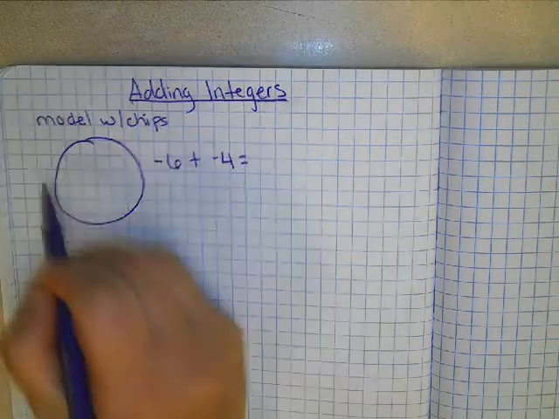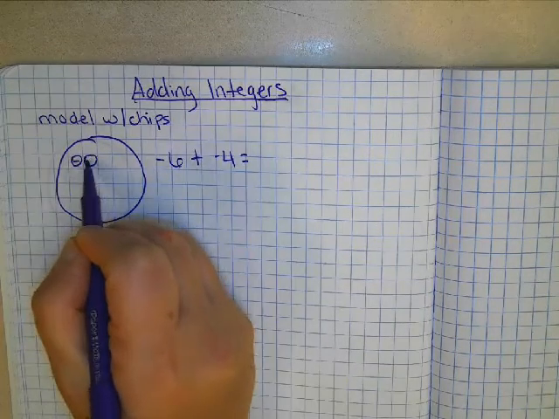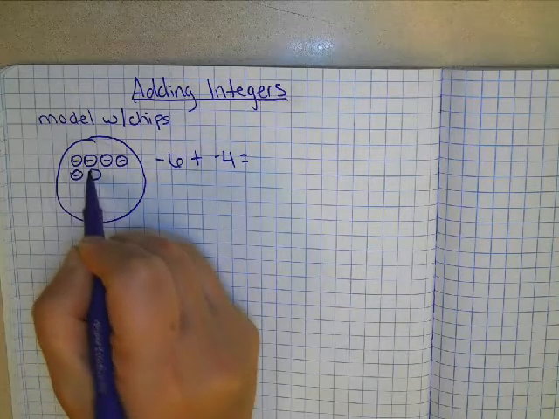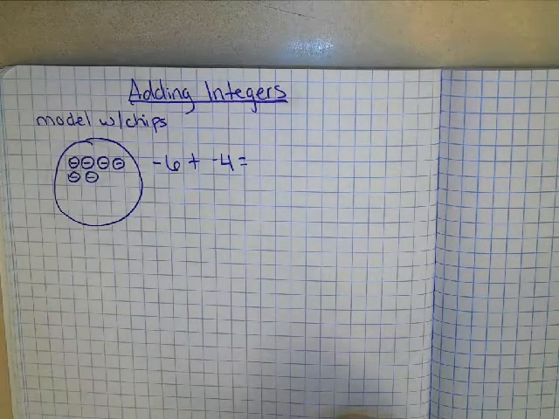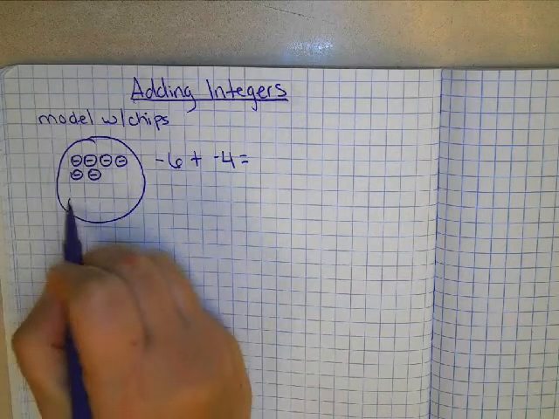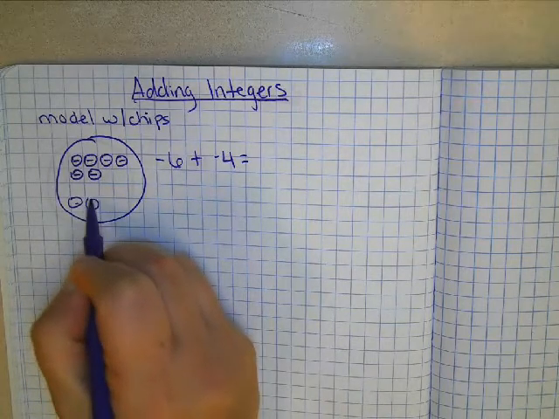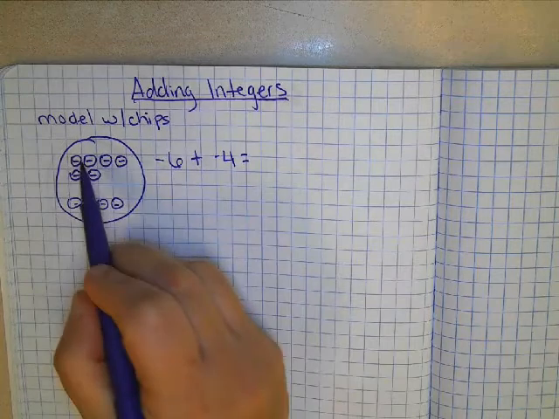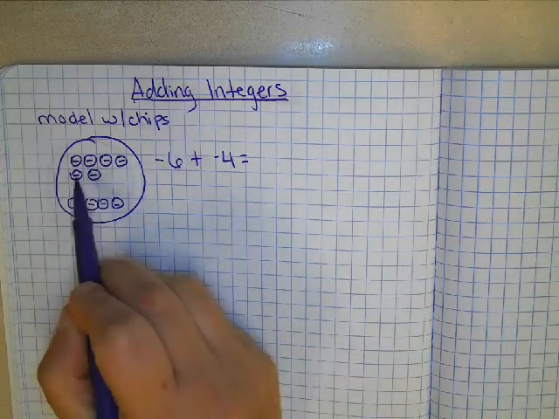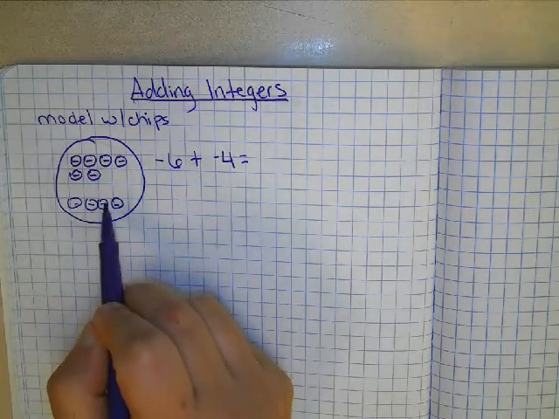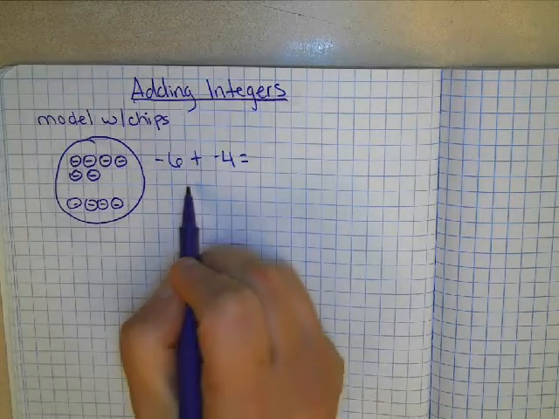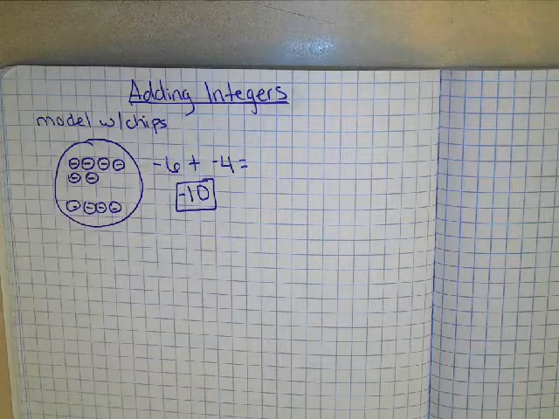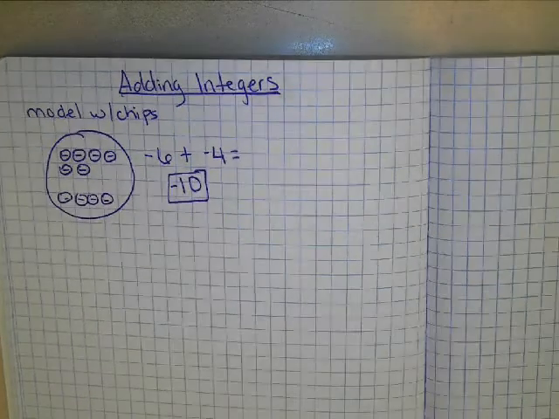So we have to start by putting in 6 negatives. So I'm going to put little chips here with a negative symbol on them. And I've got 6 negatives. And I'm going to add to that bowl 4 negatives. And let's see what I end up with. 1, 2, 3, 4, 5, 6, 7, 8, 9, 10. So we have 10 negatives. So -6 plus -4 is -10.